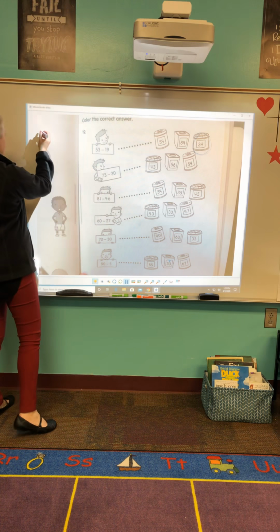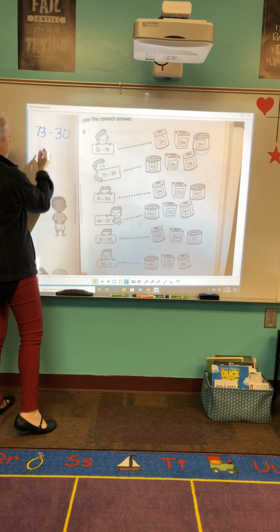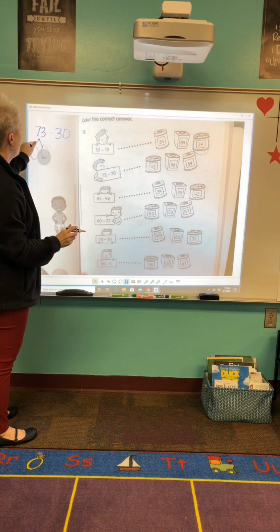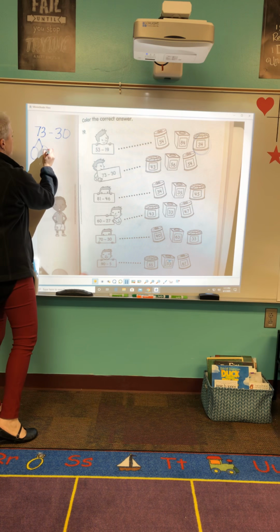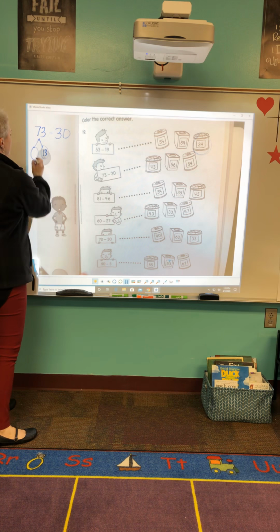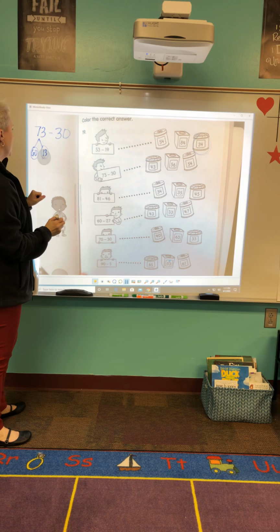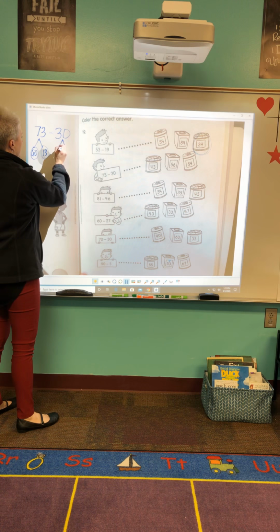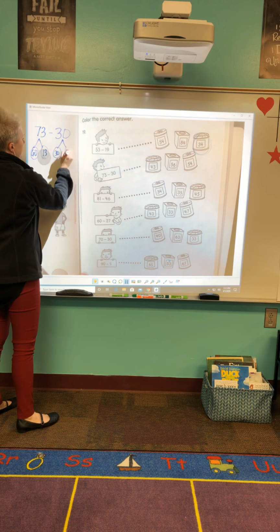73 minus 30. I have 73, take away 30. We're going to branch it. Now I know that I've got to borrow 10 from that 7 and give it to that 3. So if I give 10 to 3, I get 13. And that 7 becomes a 6. So 60. 60 plus 13 is 73. 30 is just, oh, that was an easy one. We didn't even have to branch it out. 30 is 30 and no ones.